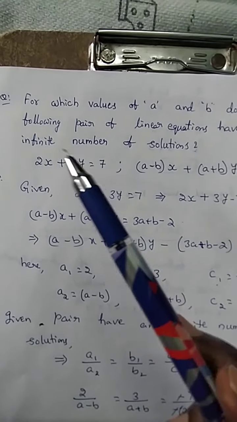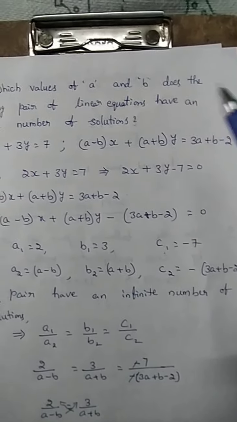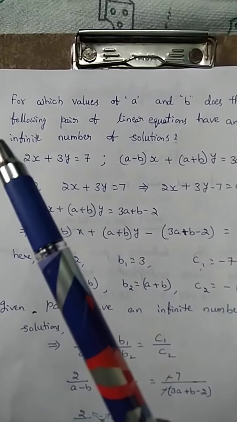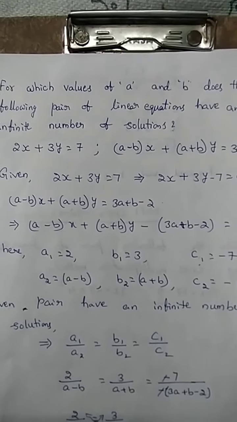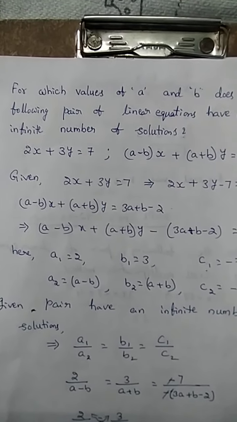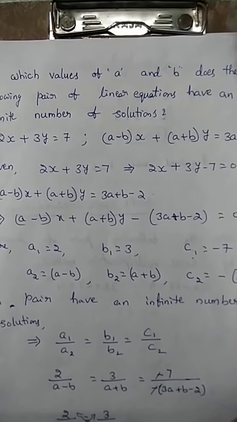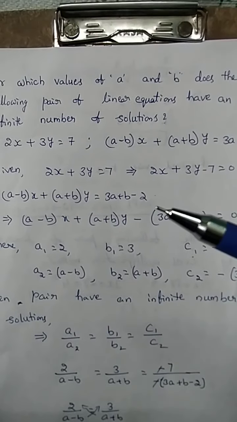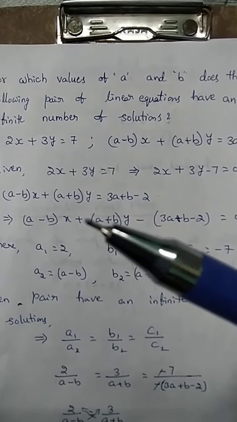Then coming to one more problem. For which values of a and b does the following pair of linear equations have an infinite number of solutions? Infinite number of solutions, same procedure as the previous problem. There the given pair of equations also had infinite number of solutions, but only one variable was to be found, that is k. You can find the value of k by the algebraic interpretation: a1 by a2 is equal to b1 by b2 is equal to c1 by c2. Here also we are following the same procedure.